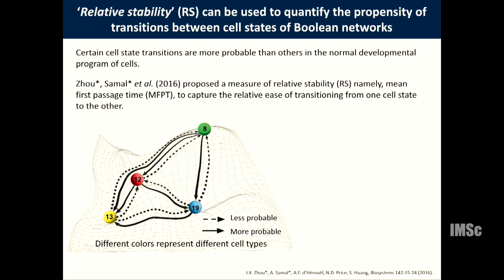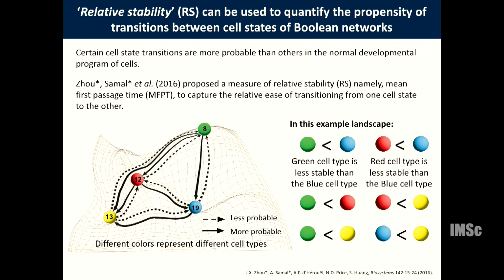So essentially, if 8 is less stable than 13, then it will take less time to flow from 8 to 13, but it will take much more time, even if the right perturbation is given, to go from 13 to 8. Okay. Fine. So we could quantify that. You can now see that 8 is less stable than 19 and so on. So based on this landscape, you can have pairwise ordering of stabilities. Okay.